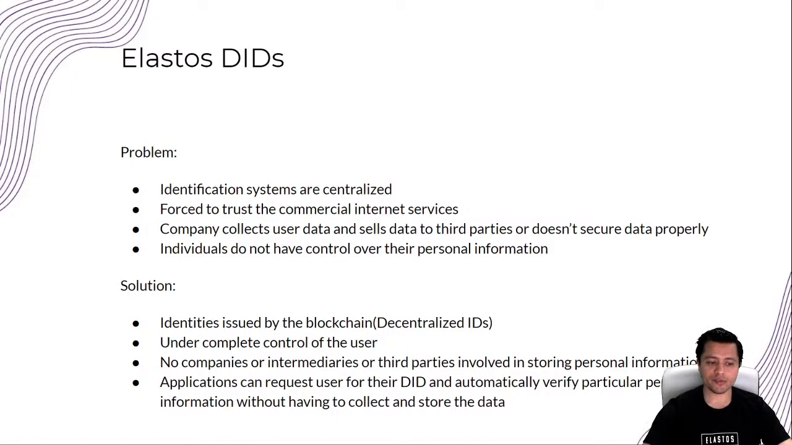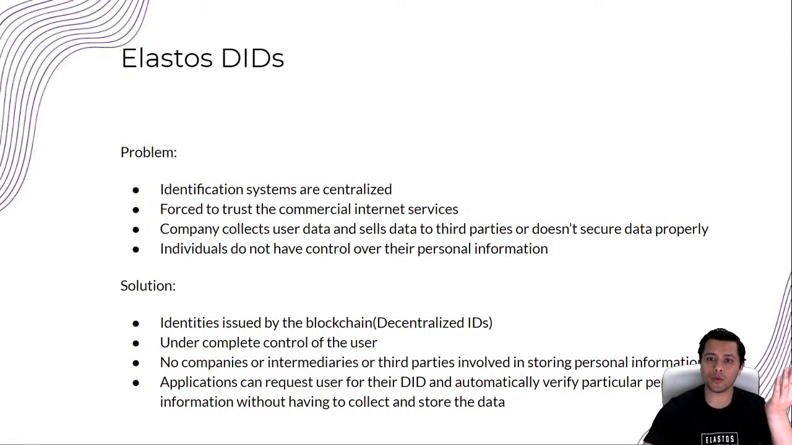And applications can request a user's DID and automatically verify particular personal information without having to collect and store the data. So this goes back to the idea that there are some websites, like bank websites or exchange websites, where you have to submit your personal information, because otherwise they can't allow you to withdraw cash, right? So in that case, you could create a decentralized identity, and then have it be KYC verified using DID. From that point on, other applications can retrieve that DID and ask permission to verify whether the age that you claim to be is legitimate or not. And they can do this without you having to reveal your actual age.